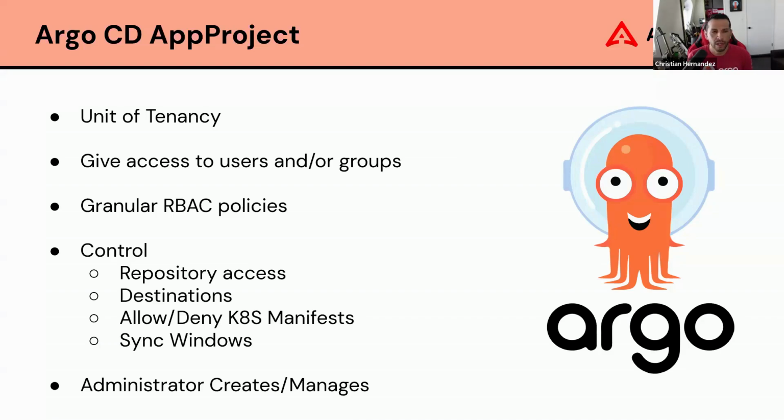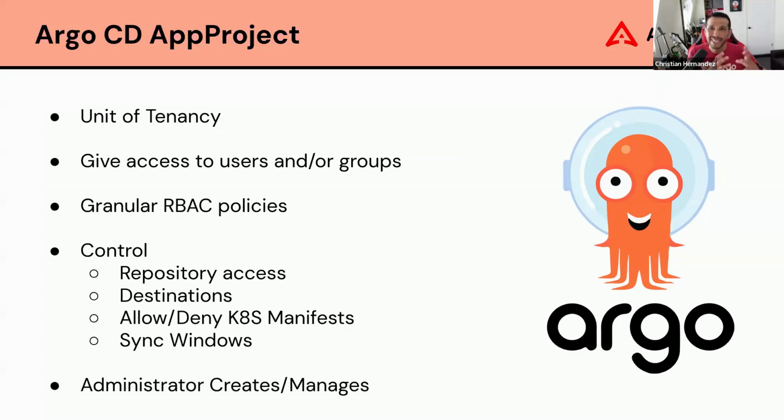And so then you have points of control, right? With Argo CD App Projects. You can give repository access to certain people, right? So you can say, hey, this Git repo, this user can sync from, but they can't sync from this Git repo, right? So you can get repository access depending on what you need.